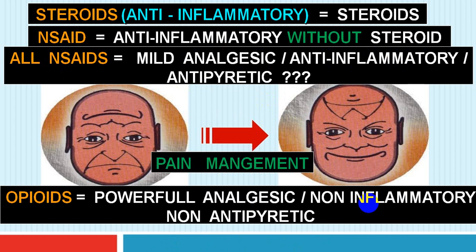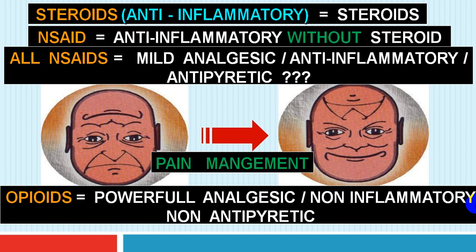Opioids. This is the fourth group. Steroids, non-steroidal anti-inflammatory drugs, antipyretics, and the fourth group we call opioids. Opioids are the most powerful analgesics. They are much more powerful than NSAIDs, and very powerful even compared to steroid, because steroid acts via an anti-inflammatory effect and may be a mild analgesic, not a powerful analgesic. While opioids will reduce your pain irrespective of any etiology, whether it is inflammatory, non-inflammatory, infective, or non-infective.